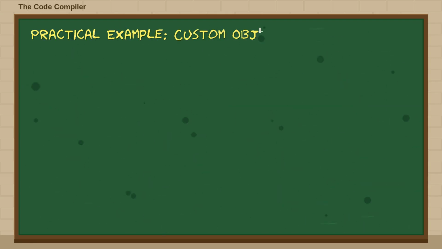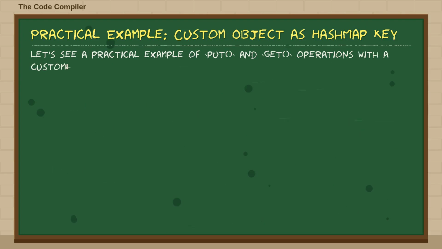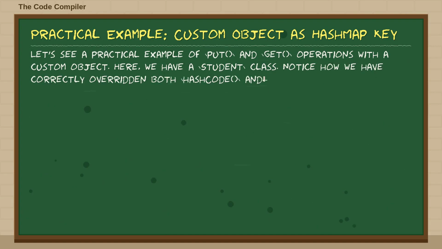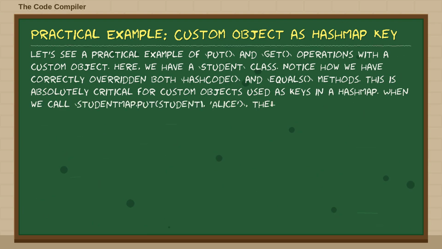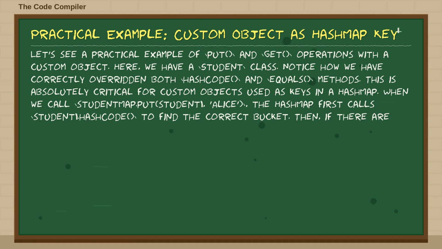Let's see a practical example of put and get operations with a custom object. Here, we have a Student class. Notice how we have correctly overridden both hashcode and equals methods. This is absolutely critical for custom objects used as keys in a HashMap. When we call studentMap.put(student1, "Alias"), the HashMap first calls student1.hashcode to find the correct bucket.